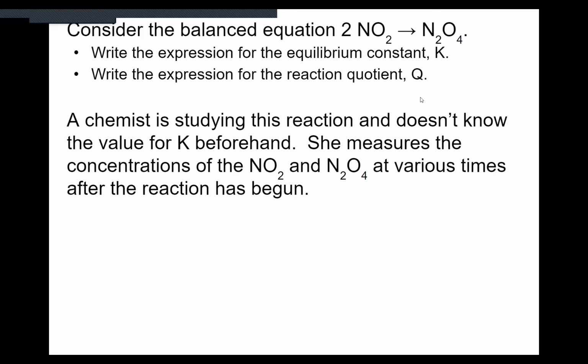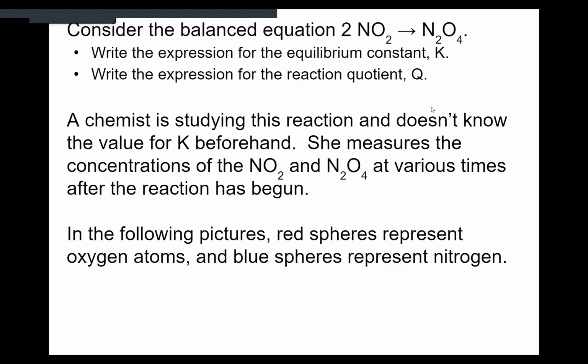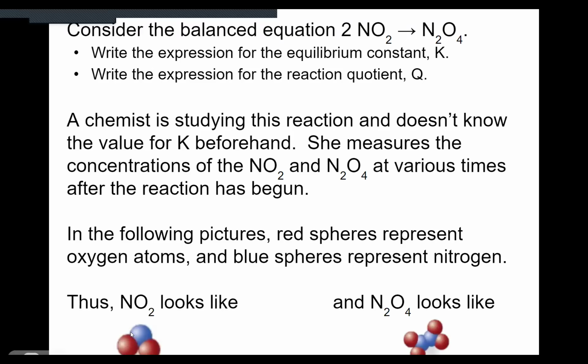We're going to take a look at a series of pictures. In these pictures, when you see red spheres, that represents an oxygen atom. When you see a blue sphere, that represents nitrogen. Now, if our reactant is NO2, then NO2 is going to have one blue sphere and two red spheres. And the product N2O4 is going to have two blue spheres and four red spheres.